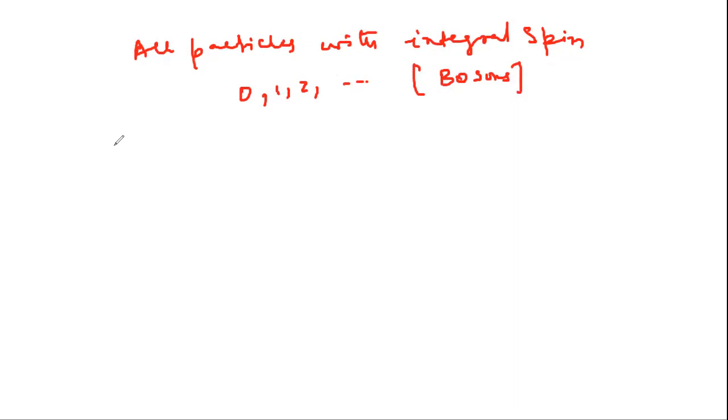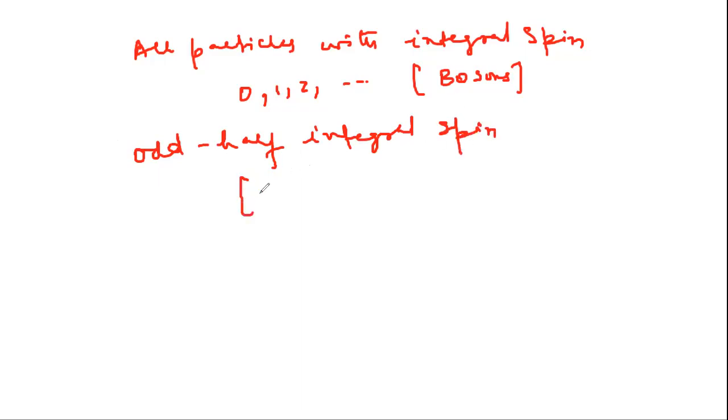Let me adjust my pen. So those particles with odd half integral spin, that is half, 3 by 2, then 5 by 2, and so on, they are fermions. Therefore, electrons and helium-3 atoms have spin half, they are fermions. Photons have spin 1, helium-4 particles have spin 0, they are bosons.